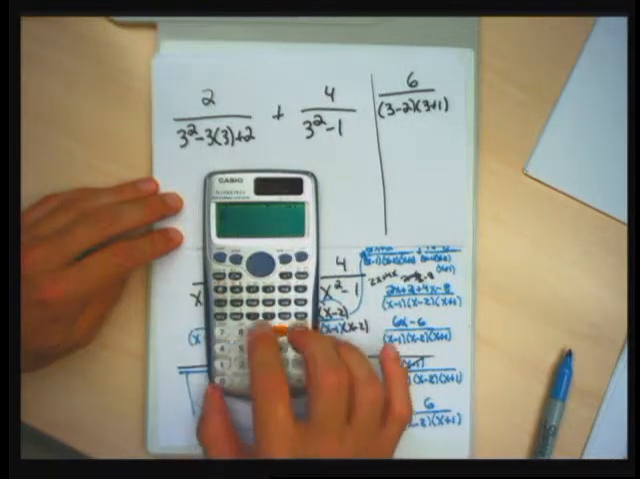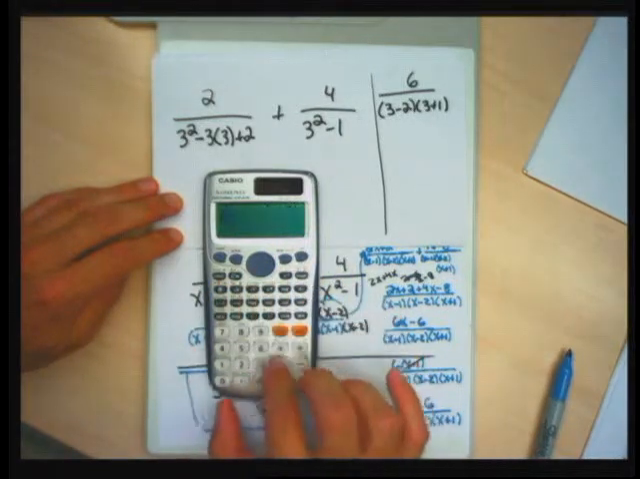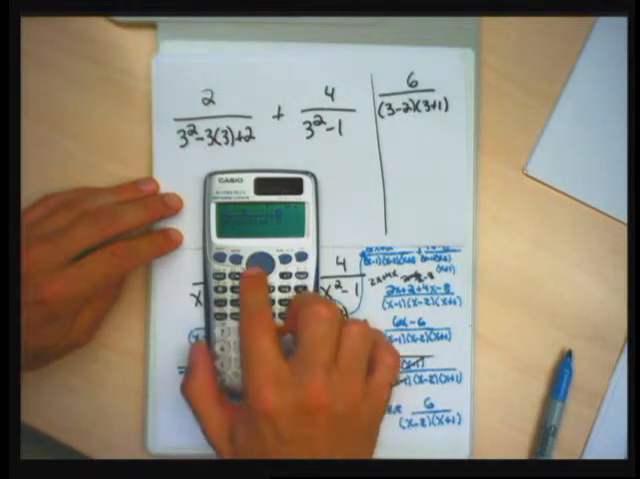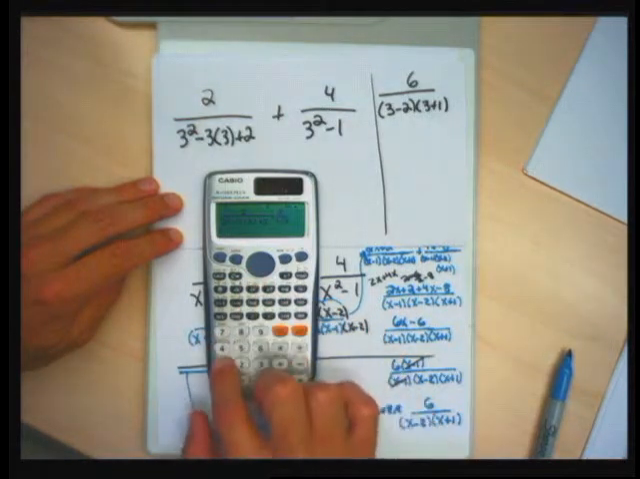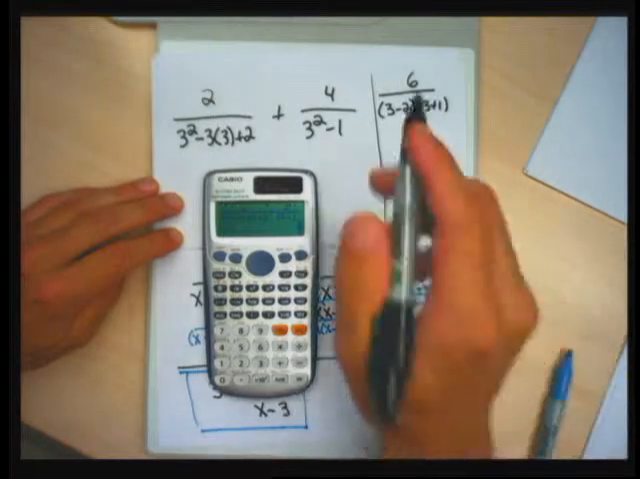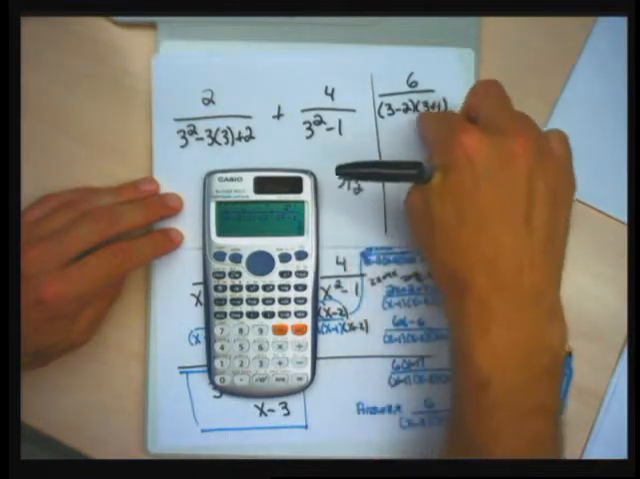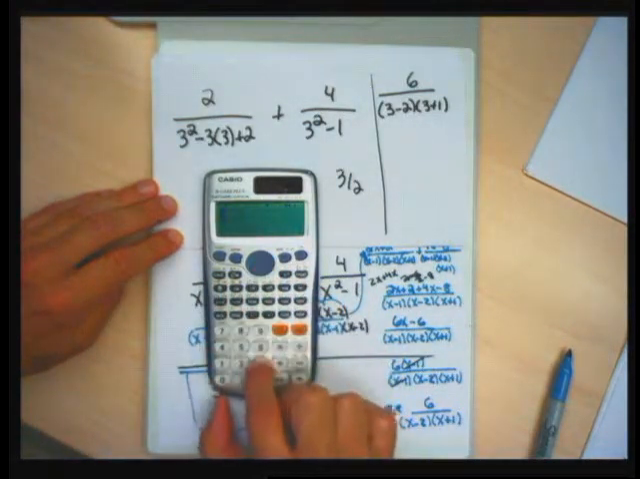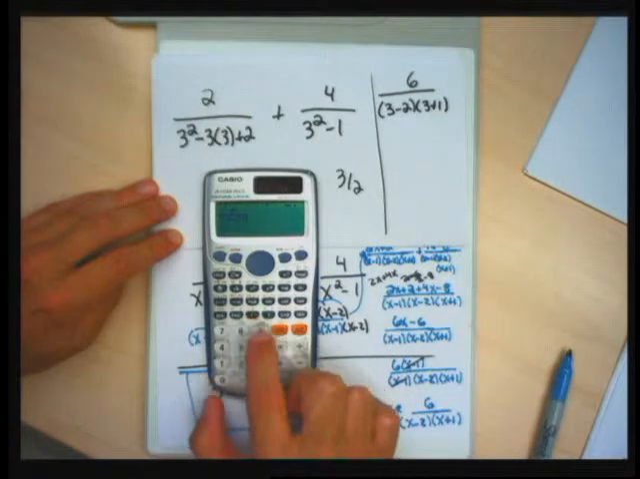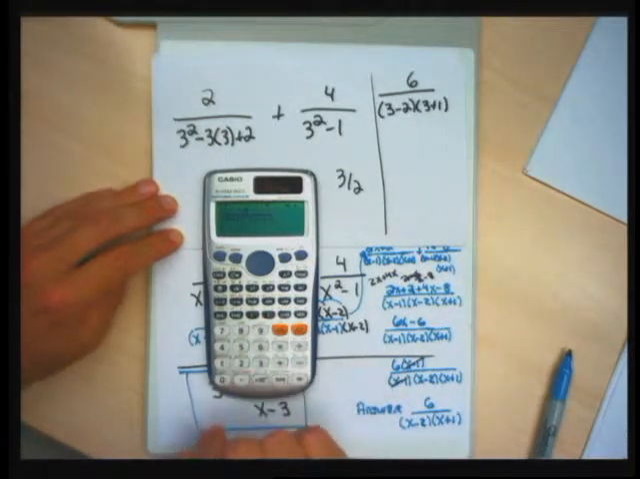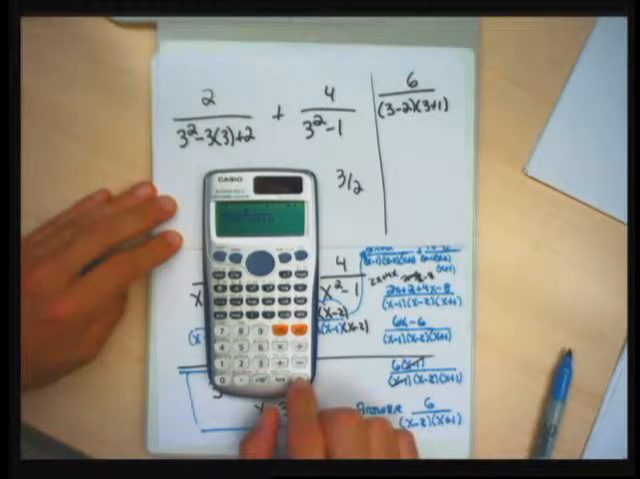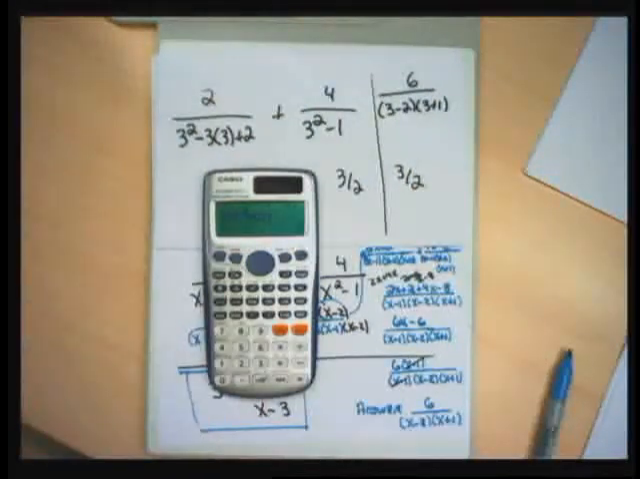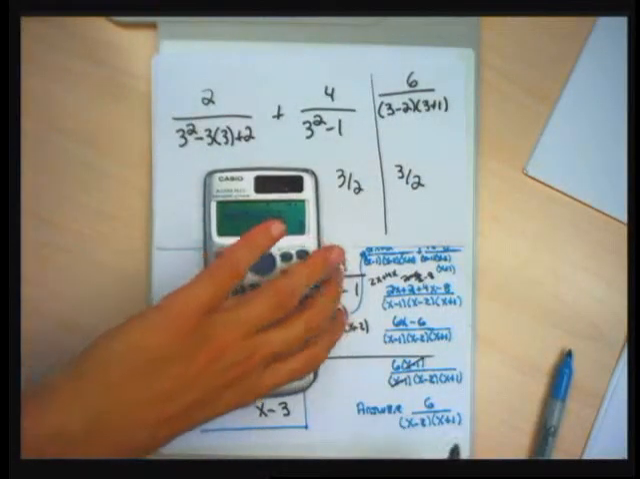So fraction 2 over 3 squared minus 3 times 3 plus 2 plus fraction 4 over 3 squared minus 1, and I get 3 over 2. It better happen that when I do this one, I get 3 over 2 again. So I'm going to go fraction 6 over 3 minus 2 times 3 plus 1. And if I see something other than 3/2, I'll be upset. Oh, good. Because when I picked the number 3 and plugged it into my answer and the original problem, I got the same number, I think my answer is correct.